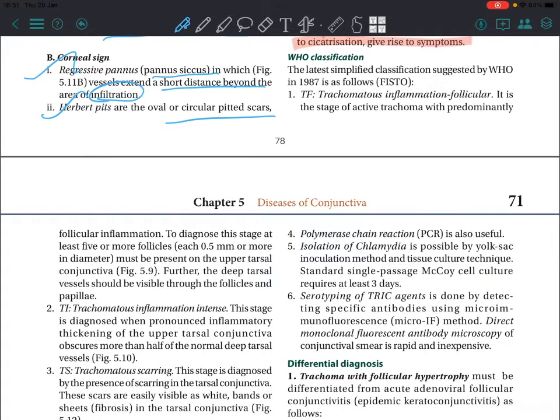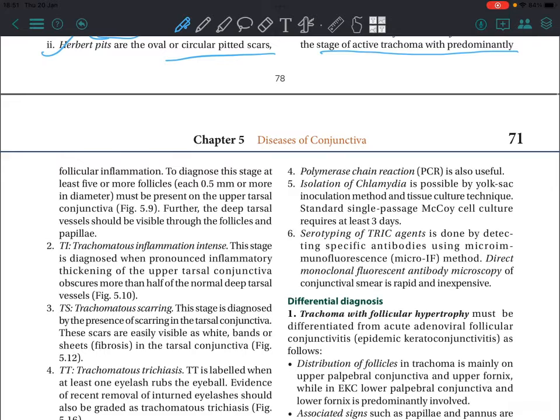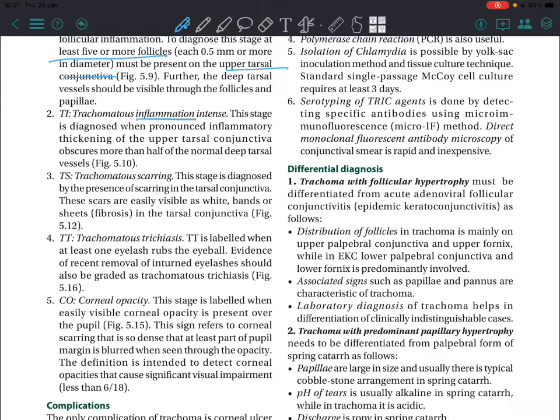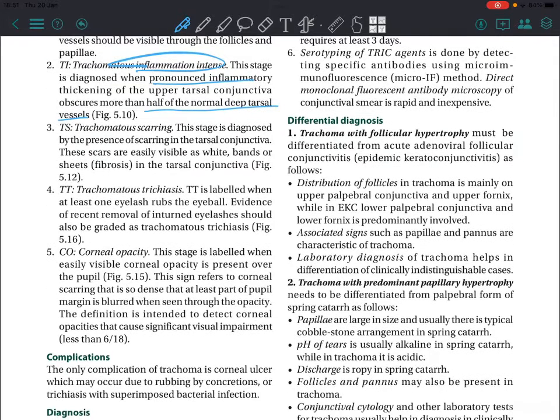Trachomatous inflammation follicular. It is the stage of active trachoma with predominantly follicular inflammation. To diagnose the stage, at least five or more follicles must be present in the upper tarsal conjunctiva. Trachomatous inflammation intense. This stage is diagnosed when pronounced inflammatory thickening of the upper tarsal conjunctiva obscures more than half of the normal deep vessels.